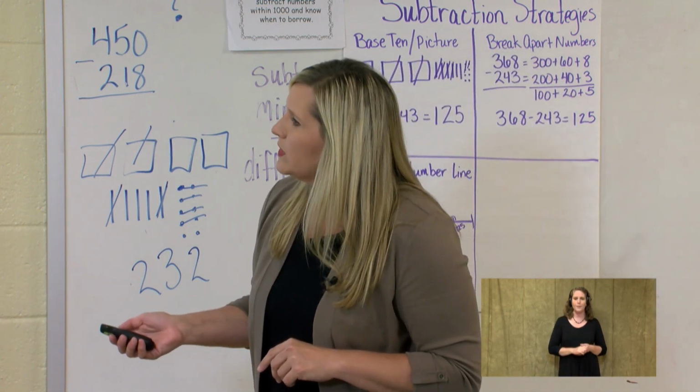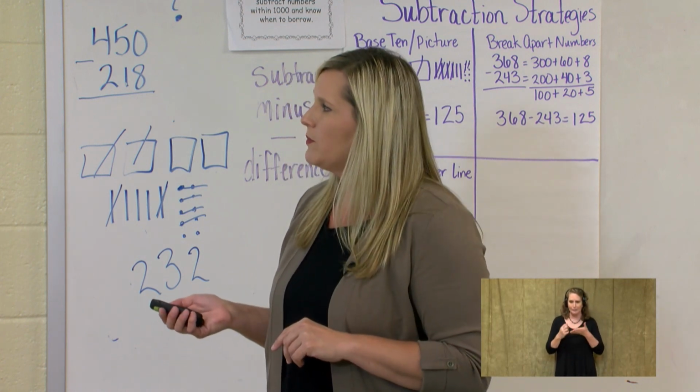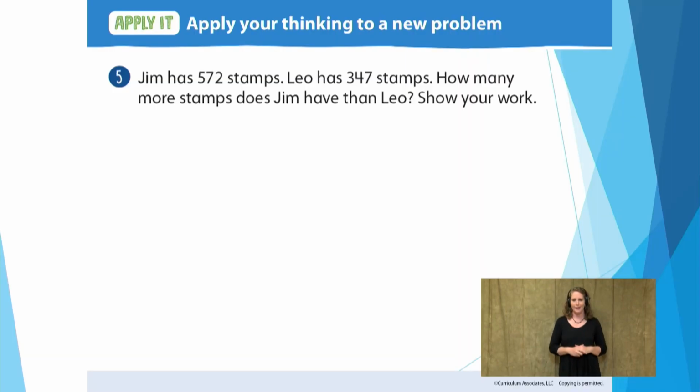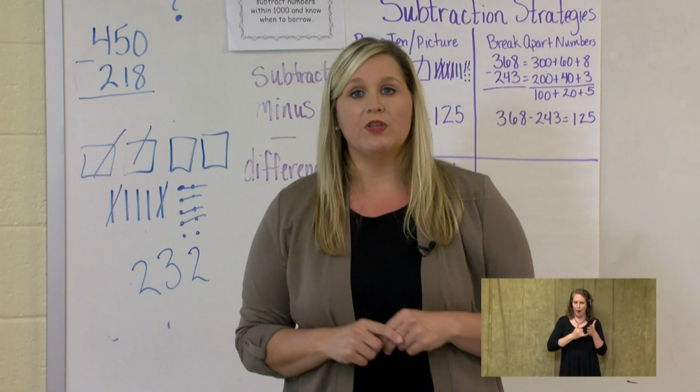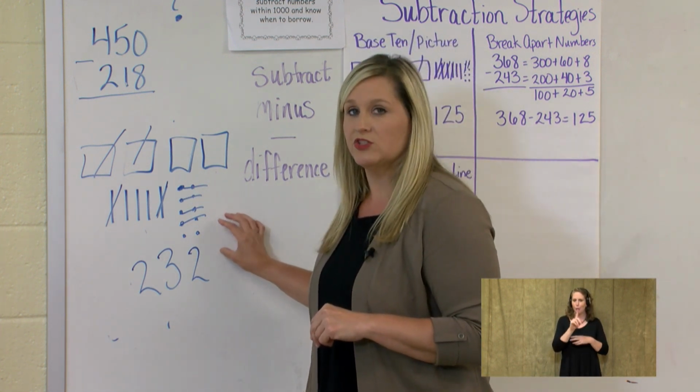So let's look really quickly. We're running out of time, so I'm going to show you a problem and we're going to think about how we would show that. This problem says Jim has 572 stamps. Leo has 347 stamps. How many more stamps does Jim have than Leo? I want you to write this problem down, and then solve it when we finish using that picture strategy and that base 10 strategy that I just showed you.